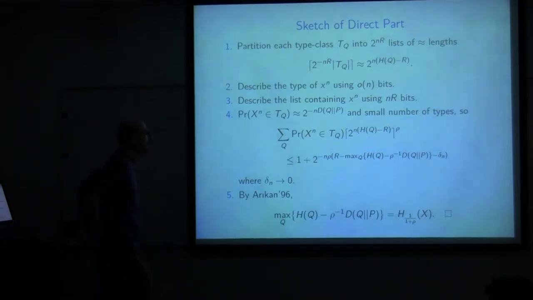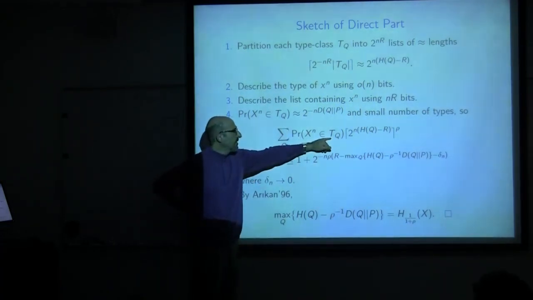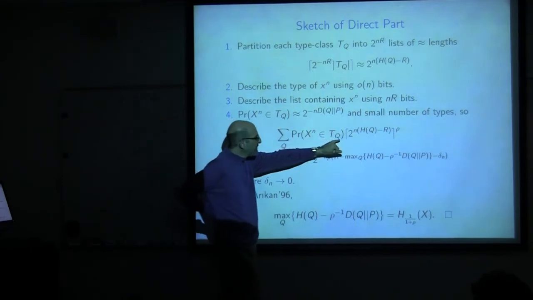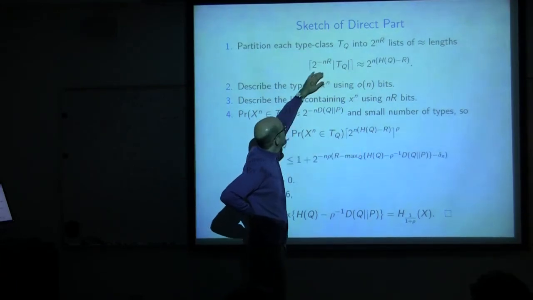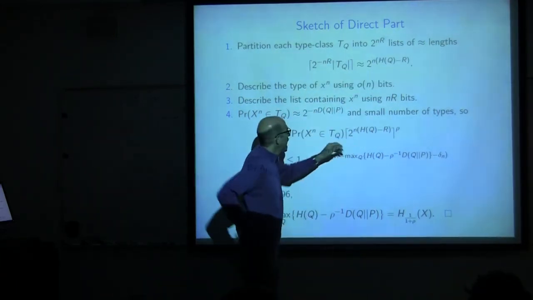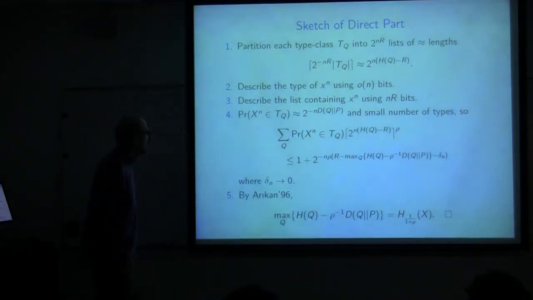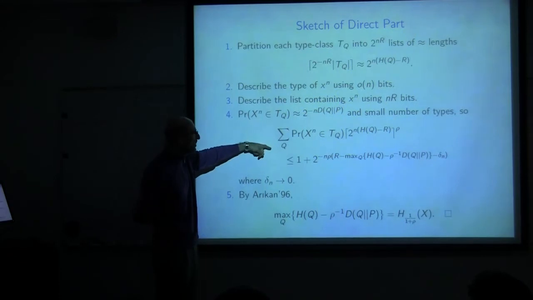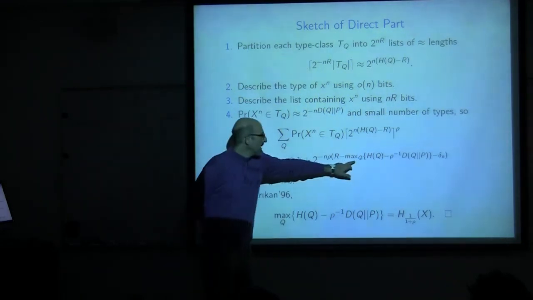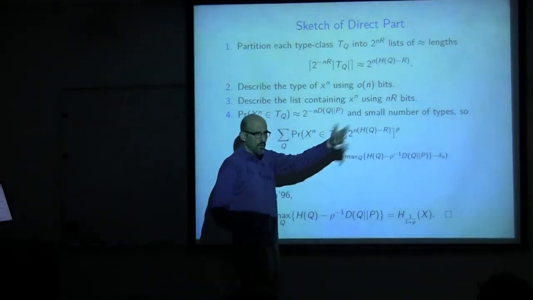And now if I want to look at the rho-th moment of the list size, what it's going to be is the sum over all possible types Q of the probability that the sequence is of type Q, times the list size that I produce when the type is Q. When the type is Q, the list size is roughly 2 to the N(H(Q) minus R). And of course, I have to raise that to the rho power, because this is the list size raised to the rho power. Because there's a polynomial number of types Q, this is essentially dominated by the worst exponent, and the worst exponent is what I put here in the max over Q. So what I get is this, where this delta_n accounts for the polynomial number of types and so forth.